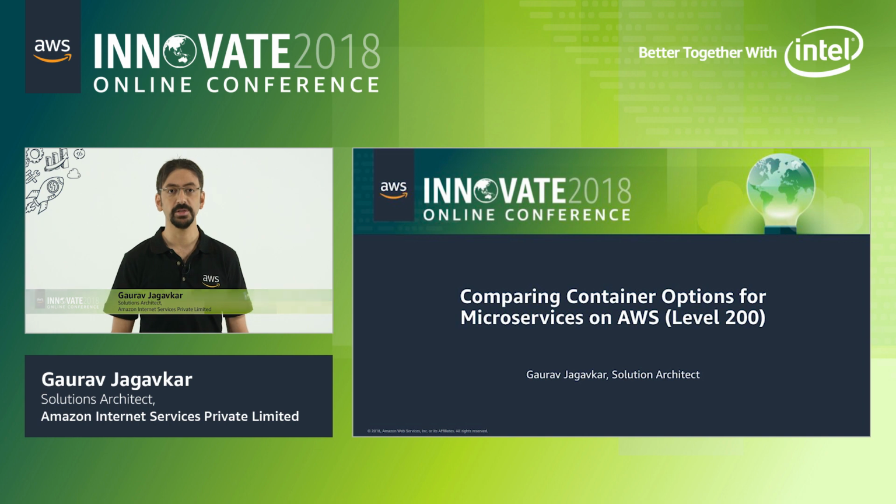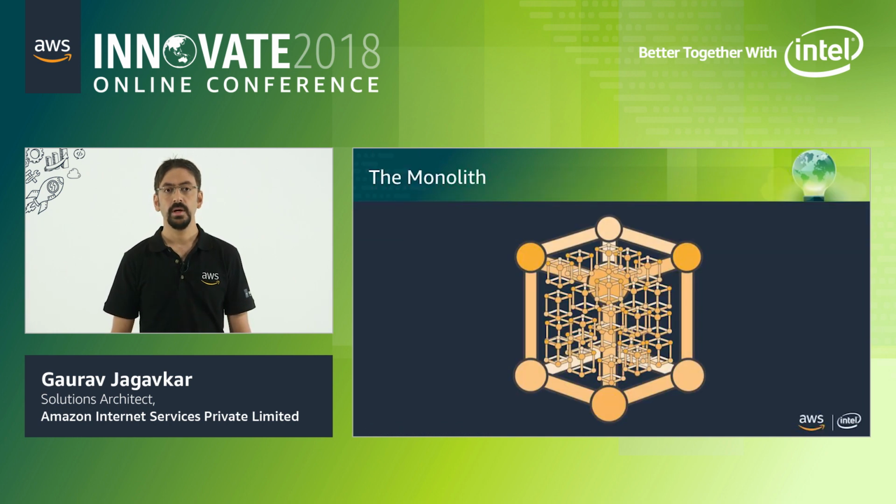We'll be discussing various compute options that we have on AWS for microservices. But before we get started, let's discuss how we've reached the microservices era. One application pattern perhaps many of you have experienced and hopefully put in your past is the monolithic architecture.